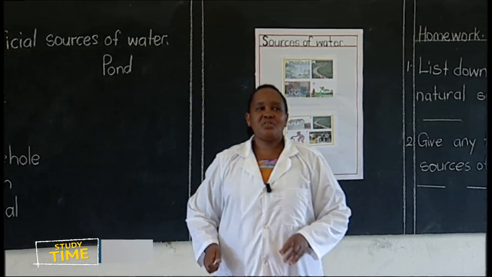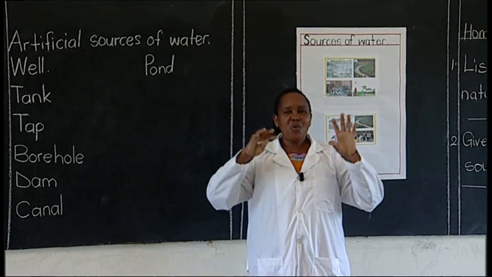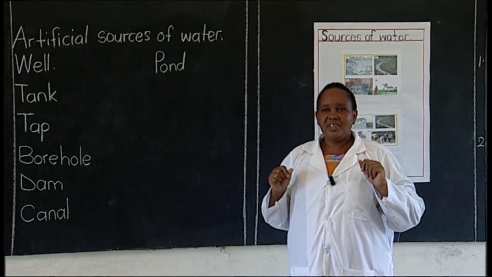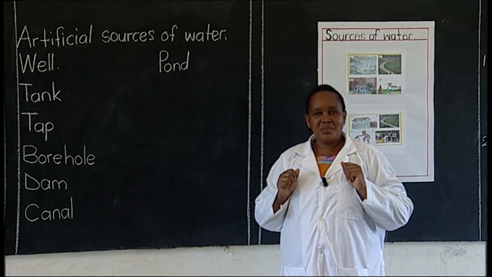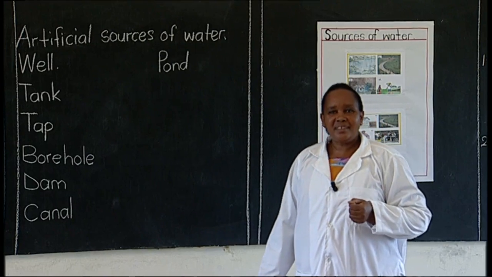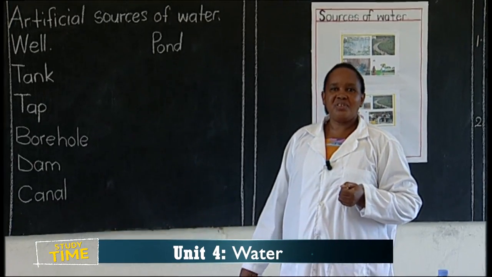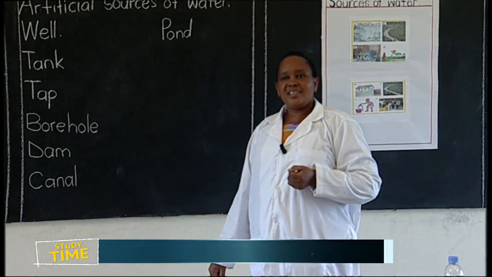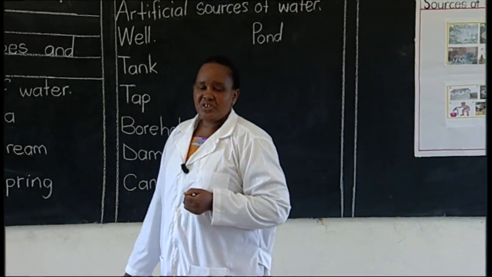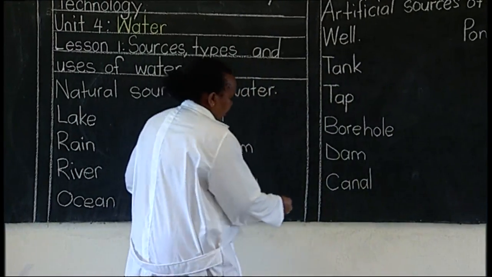Now, we have seen those sources of water. There is one source of water which is the main. It gives all the sources of water water. When it comes, every source of water gets water. Who knows it? Oh, wonderful, it's rain. We say that rain is the main natural source of water. Rain is the main natural source of water. And I'm going to write it here as our point.